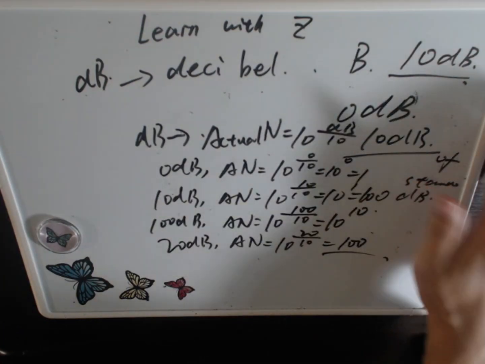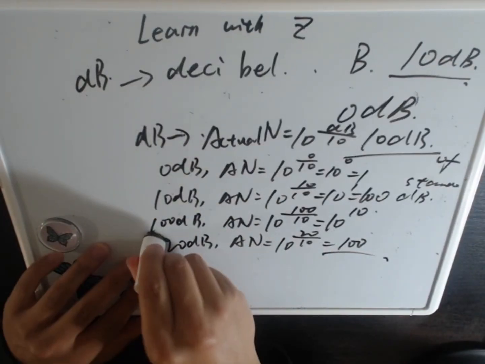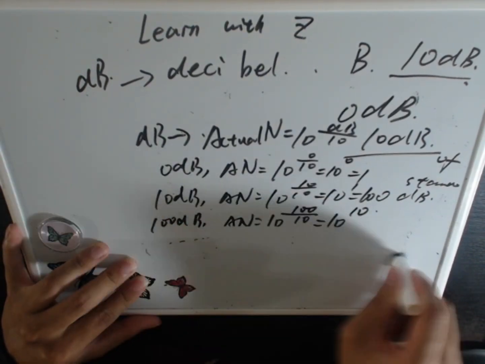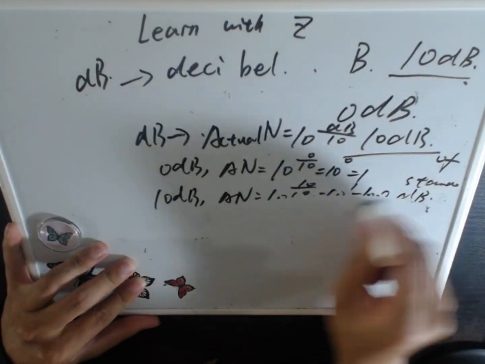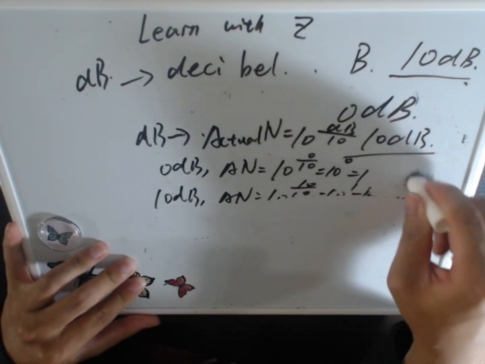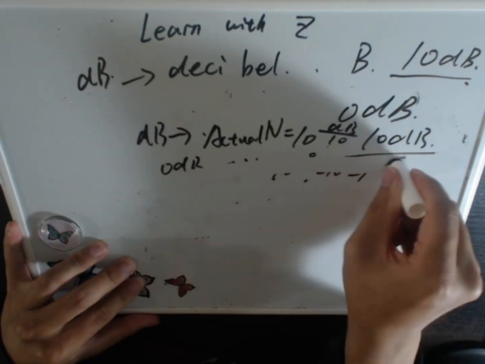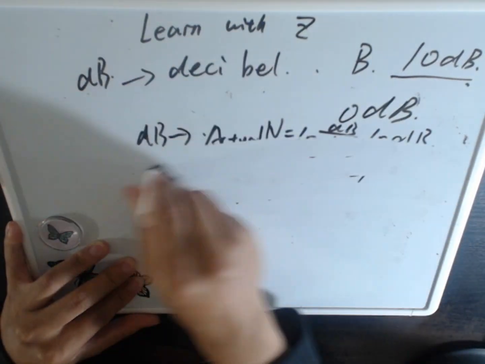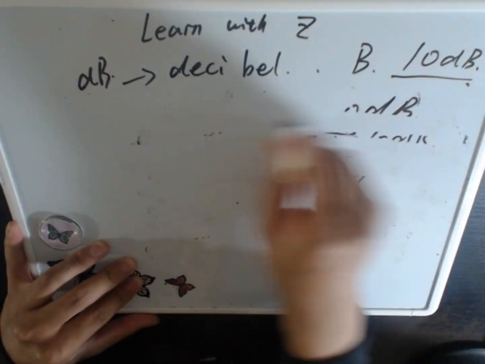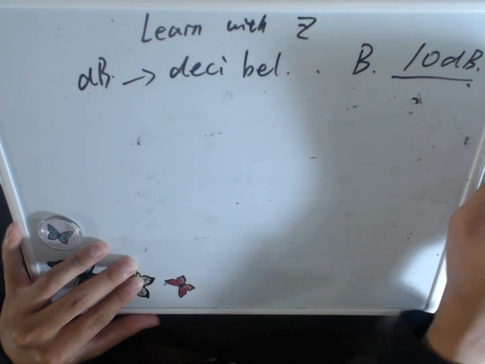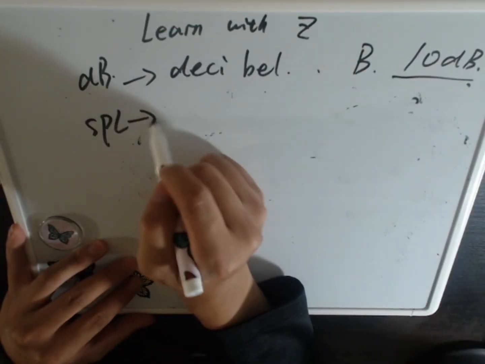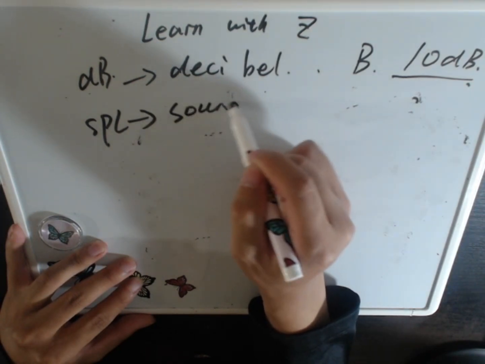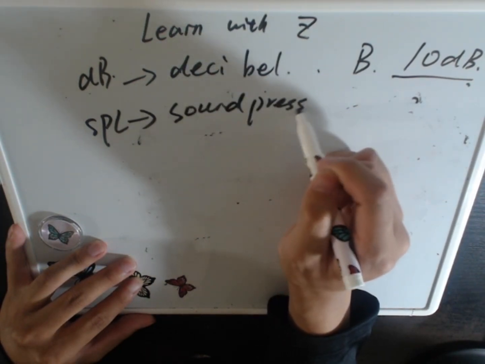So what is 0 dB in terms of noise level? When we talk about this, we need to introduce another concept called SPL, which is sound pressure level.